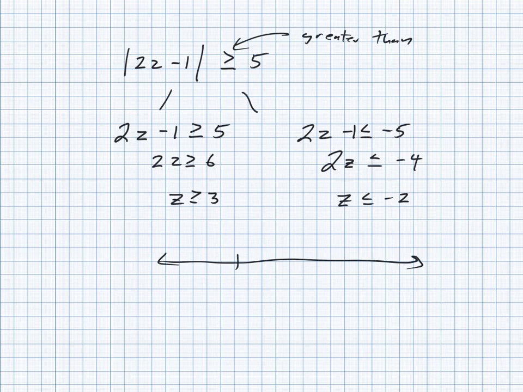Now, we graph. Go ahead and graph them separately. In this case, we have the -2 and we have the 3. And if I graph them separately, I need all values greater than or equal to 3 and all values less than or equal to -2. It looks like a disjunction. It is a disjunction.